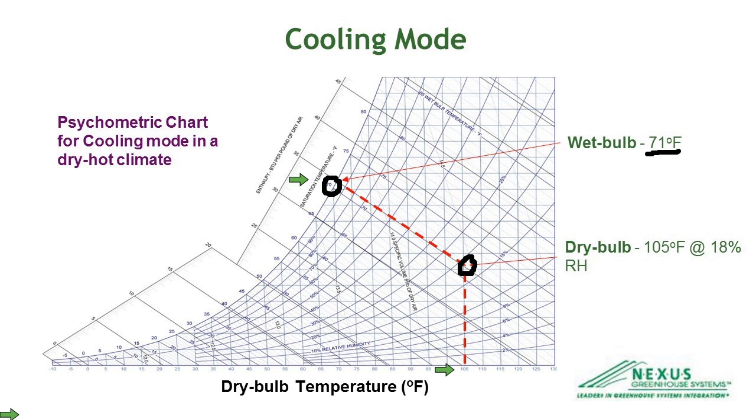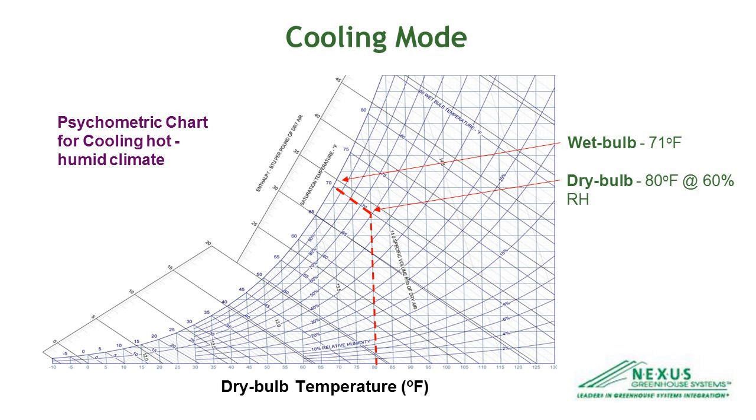Here's another case example. In this case, we're in a much more humid environment, and the temperature is 80 degrees Fahrenheit outside and 60% relative humidity. That temperature is associated with a 71-degree wet bulb, which means we're only going to achieve about 7 or 8 degrees temperature drop between the outdoor air and the pad wall.